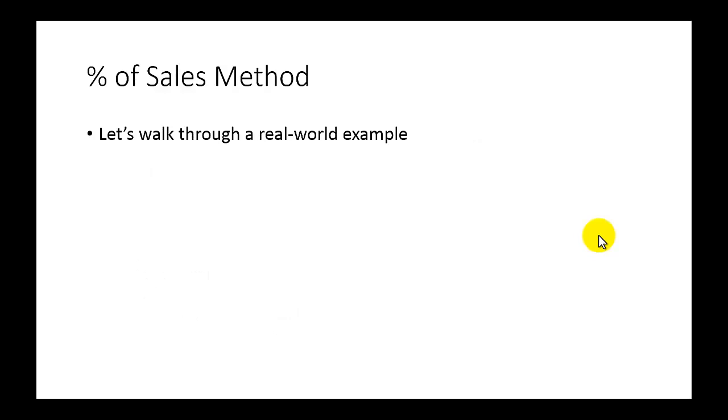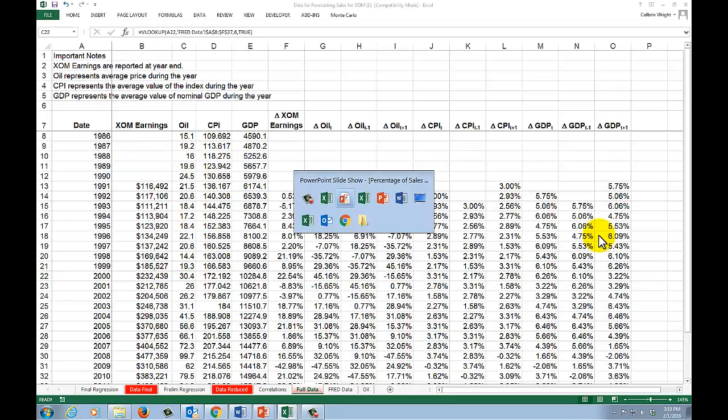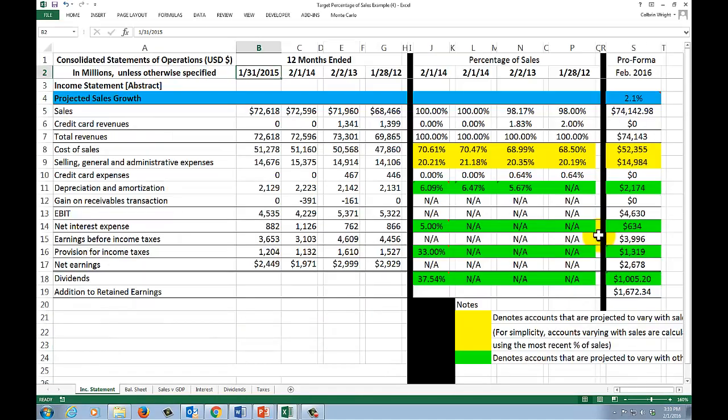At this point, I'd like to actually go and pull up a real-world company and walk you through how to do percentage of sales forecasting with that company. And I'm going to use Target as our company. So the latest financial statements that I have for Target are for the period ending January 31st, 2015. So I'm going to go ahead and engage in pro forma forecasting for the period ending February 2016.